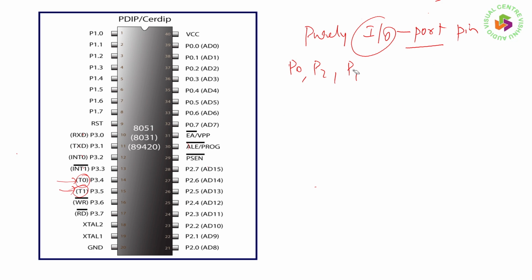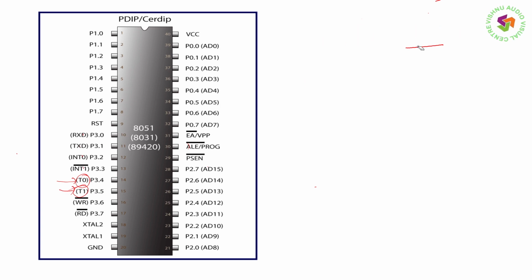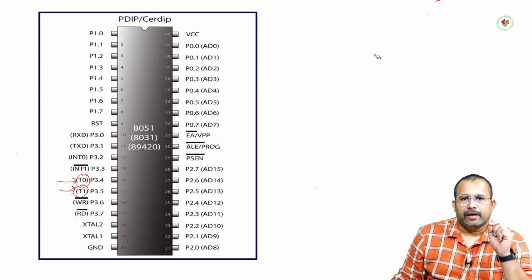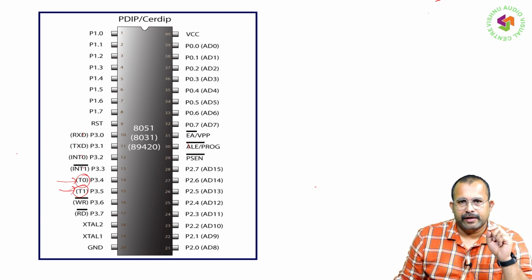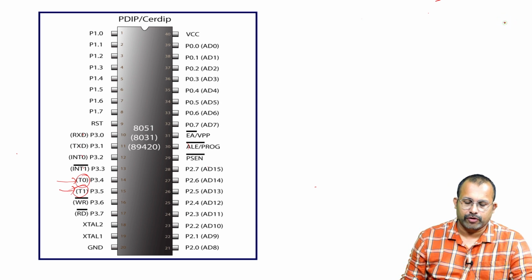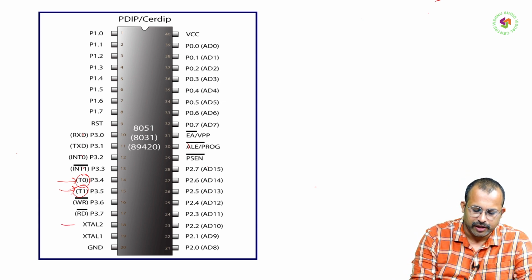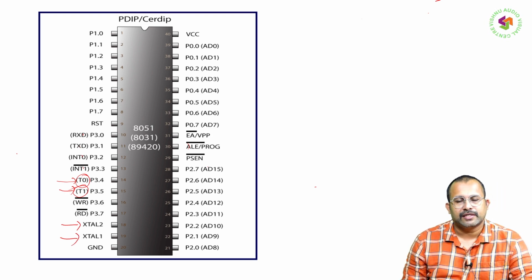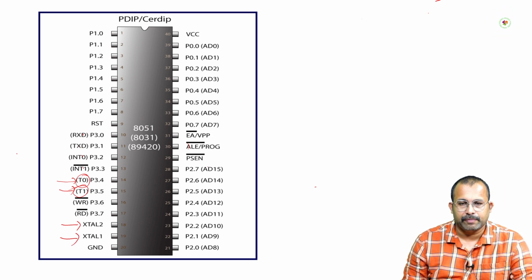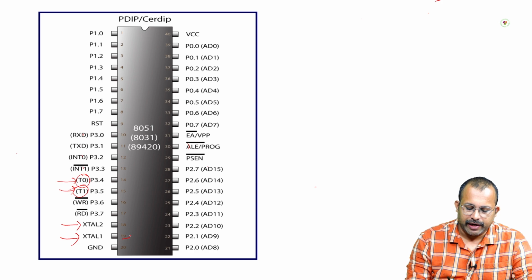For the processor or microcontroller to operate, it must have a timing reference and performance evaluation parameter that is provided by the clock circuit. The clock circuit is connected across these two pins, crystal 1 and crystal 2, that means pin number 19 and pin number 18 respectively.